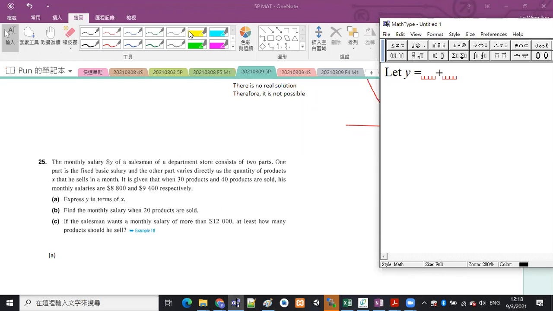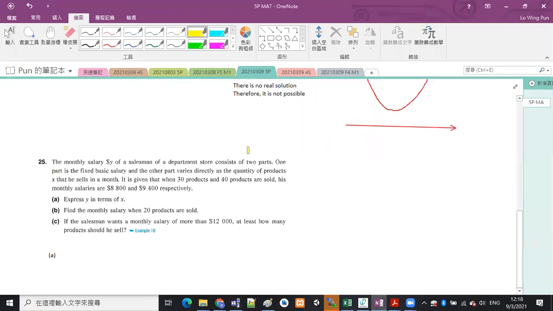So what is this word? One part is the fixed basic salary. Fixed basic salary means that it does not change. Fixed means unchanging, and unchanging means it is a constant. Okay, the fixed basic salary means that the first part is a constant.